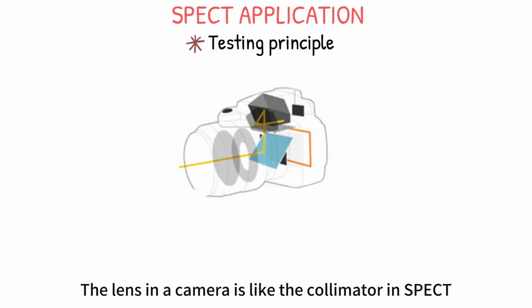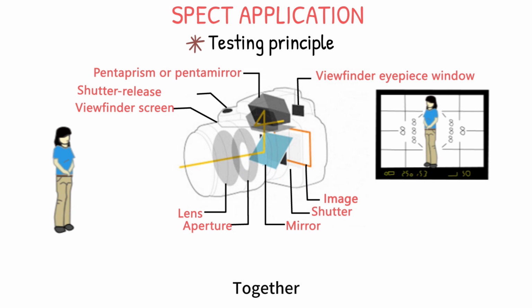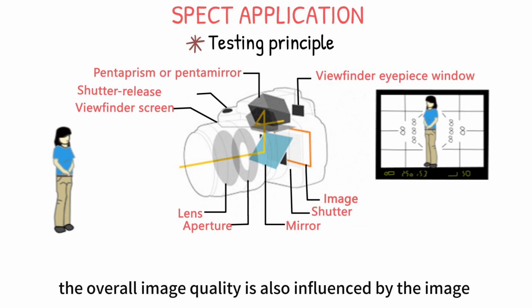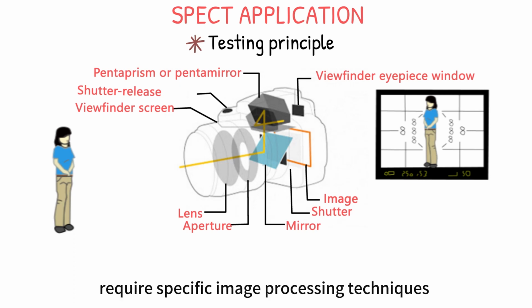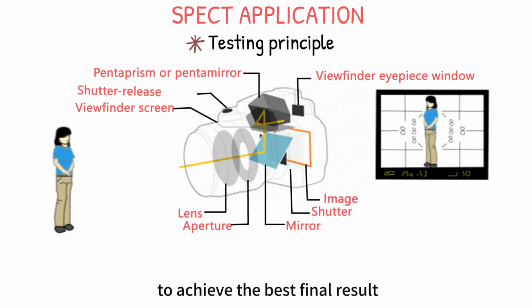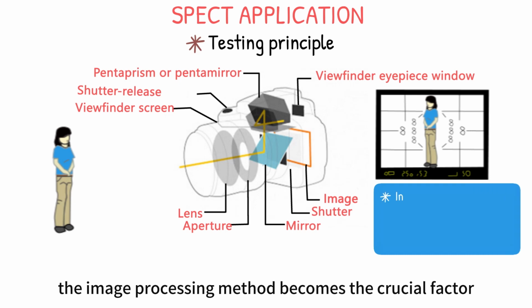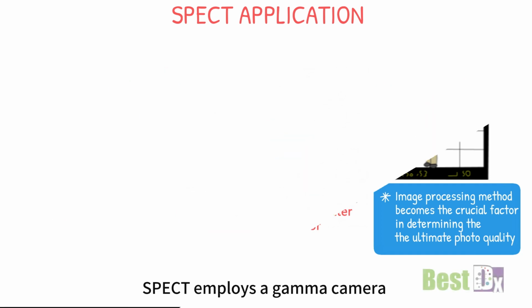The lens in a camera is like the collimator in SPECT, while the sensor is comparable to the crystal. Together, they determine the camera's photographic performance. However, the overall image quality is also influenced by the image processing method employed by the camera's internal chip. Different shooting scenarios such as bright light, low light, shaky conditions, or nighttime scenes require specific image processing techniques to achieve the best final results. Hence, even with similar camera performance, the image processing method becomes the crucial factor in determining the ultimate photo quality.